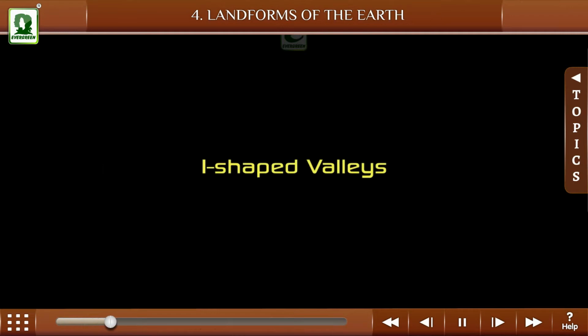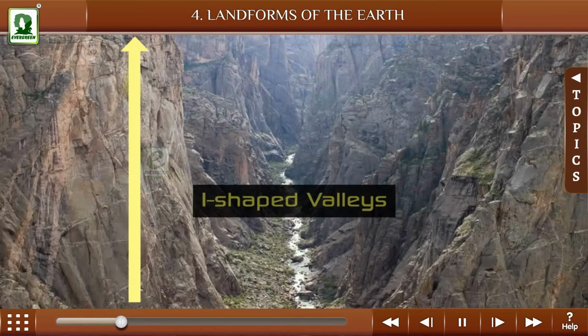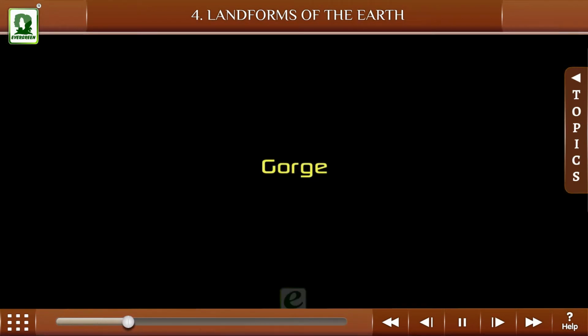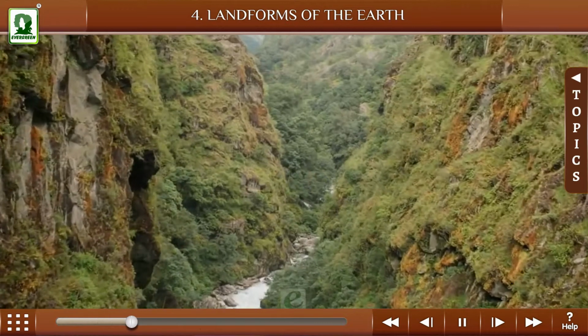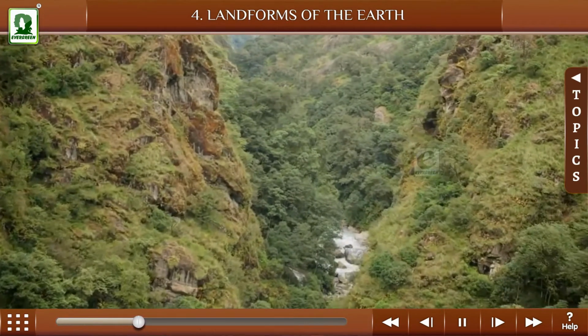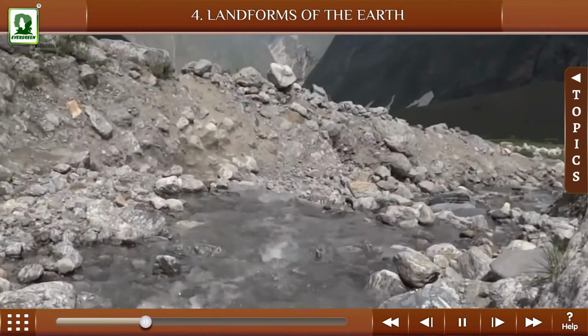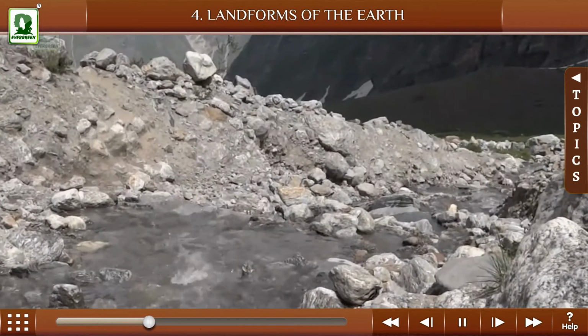Eye-shaped valleys. River valleys which are narrow and have steep walls are known as eye-shaped valleys. Gorge. A gorge is a deep-sided narrow valley formed when the river water erodes the riverbed. The Indus and the Satluj have a number of gorges as they cross the Himalayas.